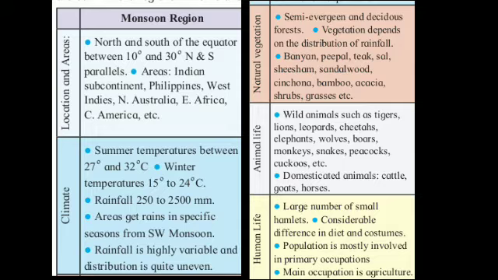Human life. Large number of small hamlets. Hamlets means, students, small villages, small houses. Population is small. Considerable differences in diet and costumes. Population is mostly involved in primary occupation, that is agriculture. Main occupation is agriculture. Now let's see the explanation of this region, students.